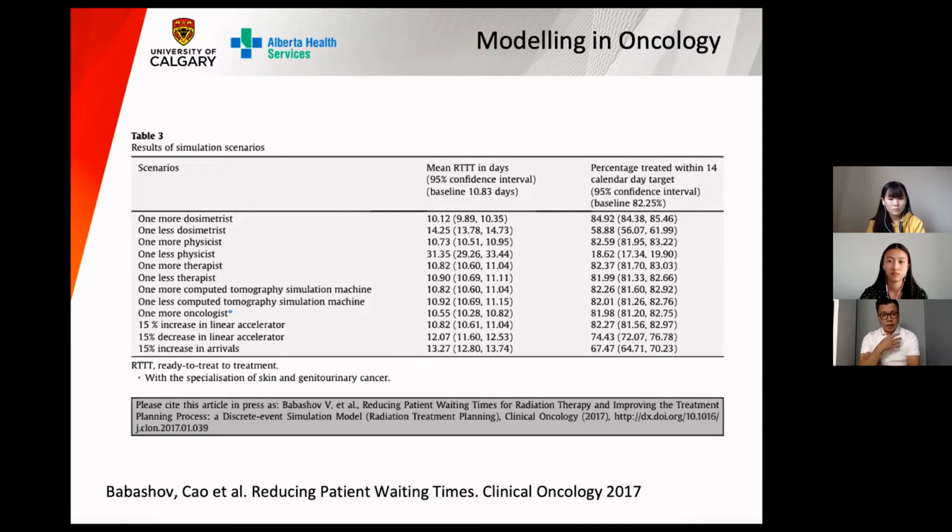But what happens if one dosimetrist is sick? And this is particularly relevant in light of COVID-19, where we've had some absences of staff due to illness or workup for COVID-19. What would happen? We would see a longer time for patients to get started on treatment, especially if there's one less physicist to do the quality assurance. And then what would happen if we had one more physicist? Again, it cuts things down. So it's really just playing with a whole bunch of variables to understand the output.